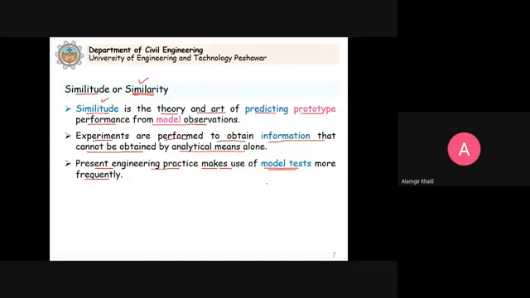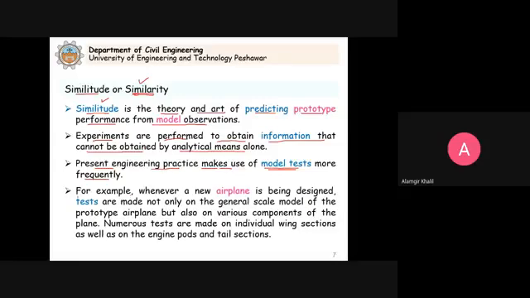So instead what we can do is develop a scaled model of the Tarbela Dam in the laboratory, and then we can test it, subjected to different flow conditions. We can evaluate the various parameters, and from there we can predict the performance of the prototype, the actual structure. So this is more convenient and it is less expensive.